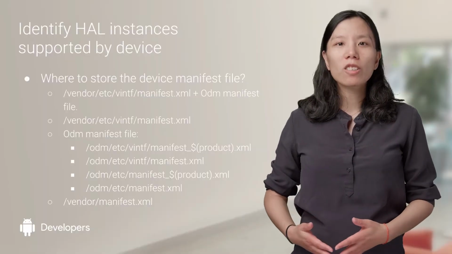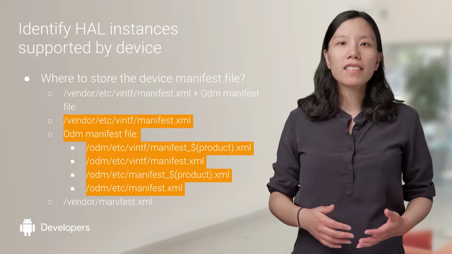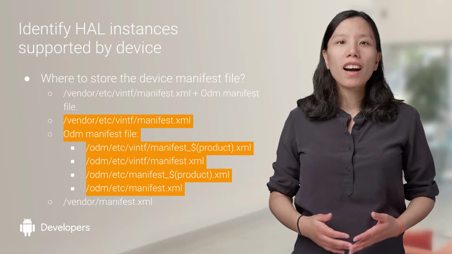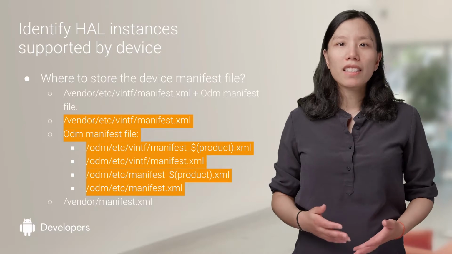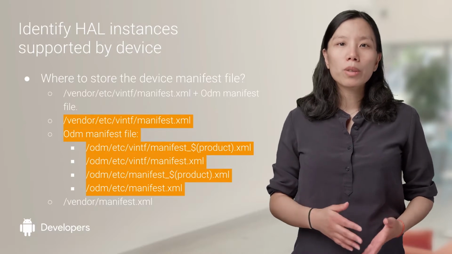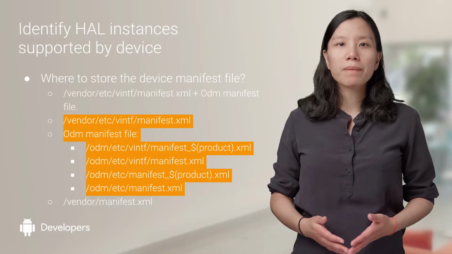The device manifest files are searched on the device under the following locations in the listed order. Specifically, the framework first checks the vendor manifest file under vendor/etc/vintf and the ODM manifest file, which could exist in any of the listed 4 locations.